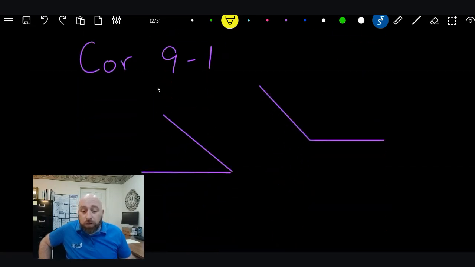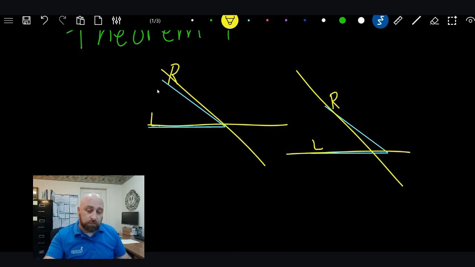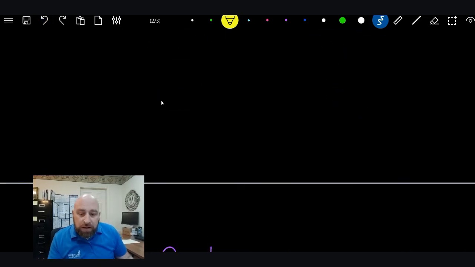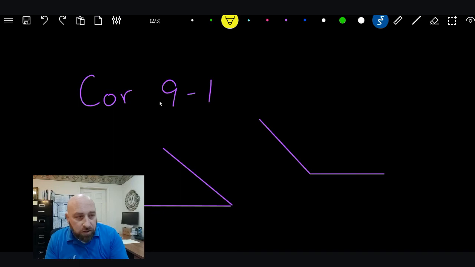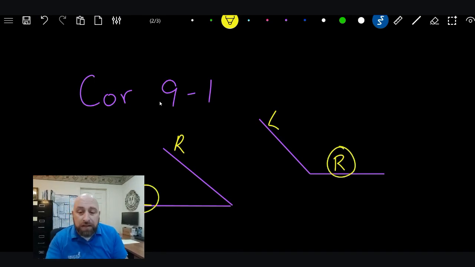All right, Theorem 9.1. Now what we have is two angles have their sides parallel, right side to left side. Now there's a change. In the previous one, it was left side to left side and right side to right side. So let's write left and right on this one again. So this is the left and this is the right. In this one, this is the left and this is the right. So now what they're saying is if left side is parallel to right side.